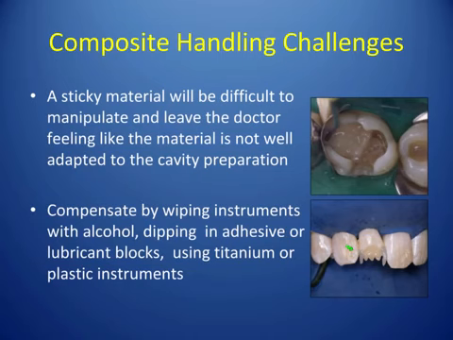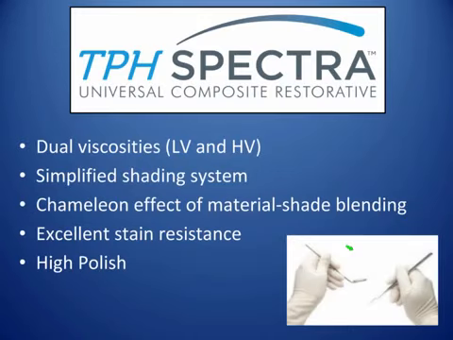TPH Spectra has a very unique approach. We designed that to be a dual viscosity material, so there's both an LV and an HV version of that. We've incorporated a simplified shading system with which just 7 shades we can cover the entire Vita shade guide. This is due to the chameleon effect of that material and its ability to blend and shade match. This also demonstrates an excellent stain resistance and a very high polish or initial luster.